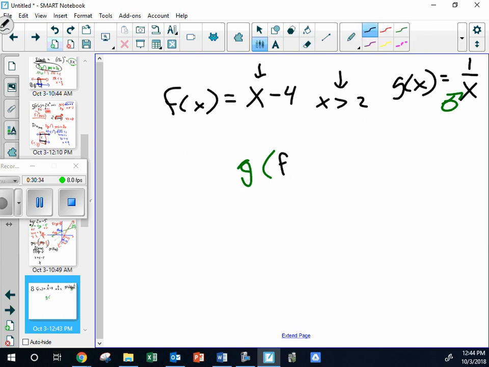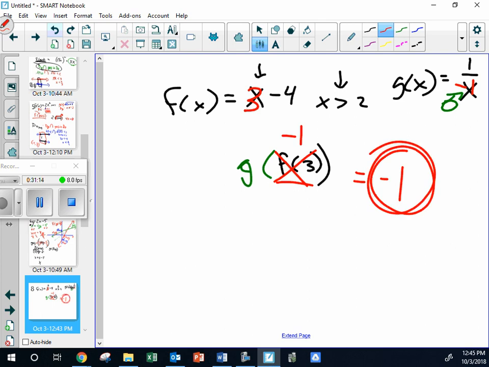G of f of 3. Notice the theme here is that we always start on the inside, but we're careful not to screw up our domains. Did you figure out f of 3 by sticking a 3 in here and getting -1? And 3 was okay to use, right? Because 3 is bigger than 2. So when we get -1, then it's g of -1, and then it's -1, because 1 divided by -1 is -1. Raise your hand if you had that one right.